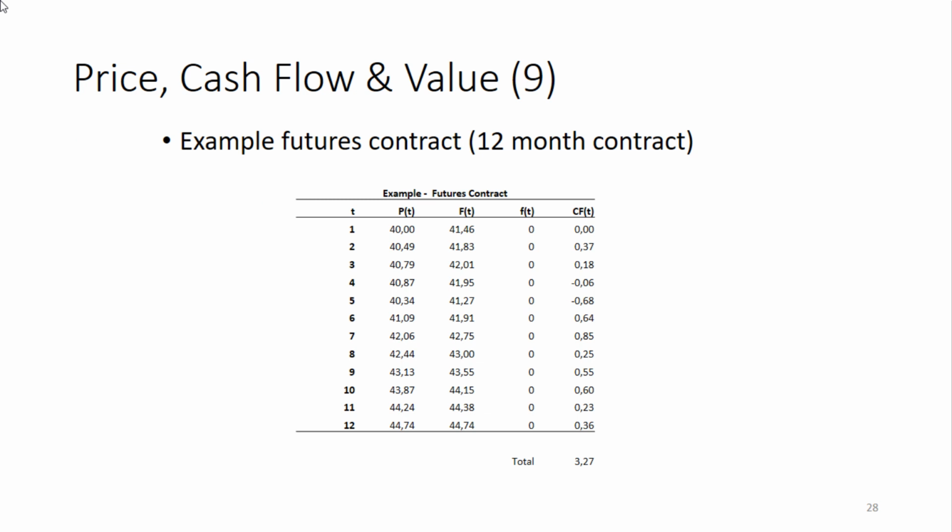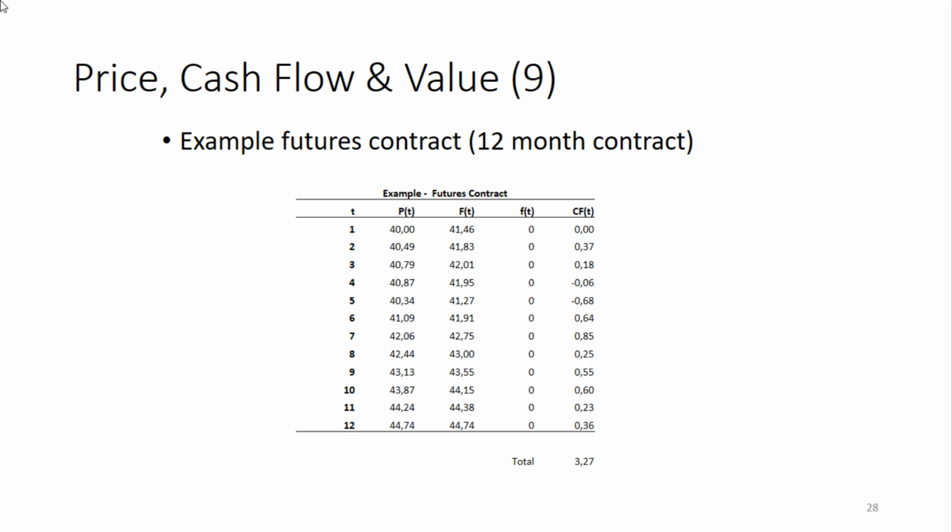Also look at the futures contract through an example. Again, I have an example for a futures contract that has a maturity in 12 months from now. The first column states the month 1, 2, 3, 4, etc. until month 12. The second column shows the same development of the spot price of the underlying good, which originally is 40, and then in this scenario will be 40.49, 47.9, etc.